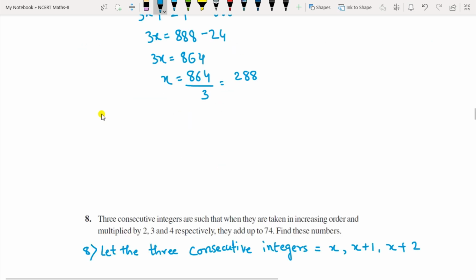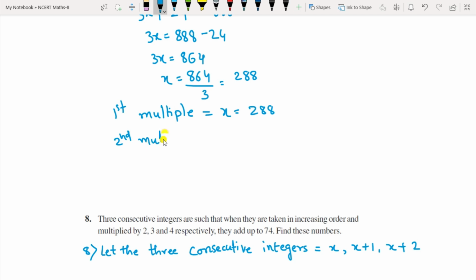So x is what? First consecutive multiple. So value of first multiple is equal to x equal to 288. Then find the second multiple.